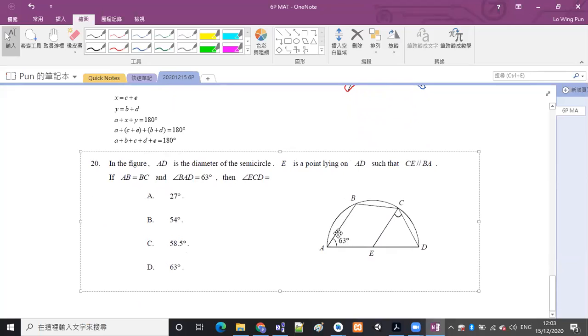AD is the diameter of the semicircle. Once you see the word diameter, you should remember we have the 90 degrees. But here, which angle is 90 degrees? There is no angle in semicircle yet. Later, if needed, we may add a line. But let's see what information we have first. E is a point lying on AD such that CE is parallel to BA. Okay, I mark it down: CE is parallel to BA. And AB is equal to BC. Okay, angle BAD is equal to 63 degrees, and the question asks to find angle ECD.